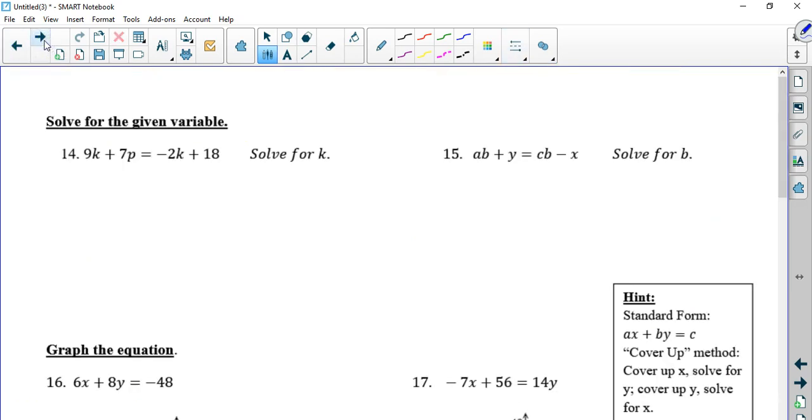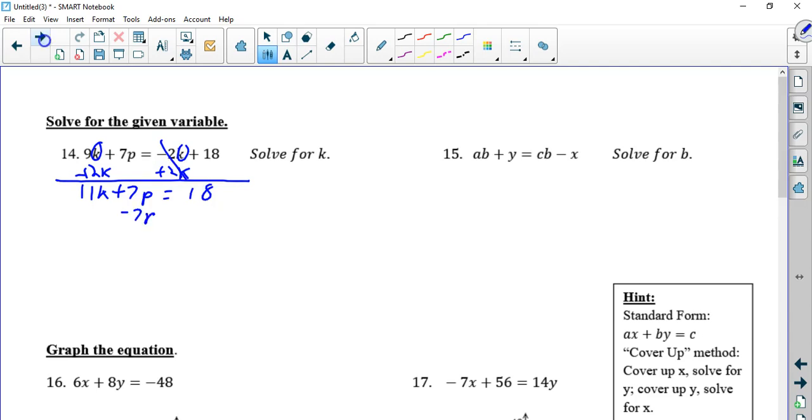Almost done with Unit 1. Okay, 14. Solve for the given variable. I'm solving for k. I like to circle it or underline it or something to know what I'm getting. So I want my k's on the one side and everything else on the other side. So I'm going to add 2k. All right? 9k plus 2k is 11k. The 7p is still over here, equal to 18, because this moved.